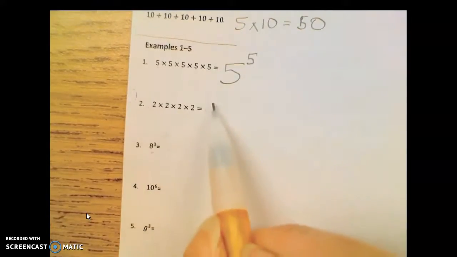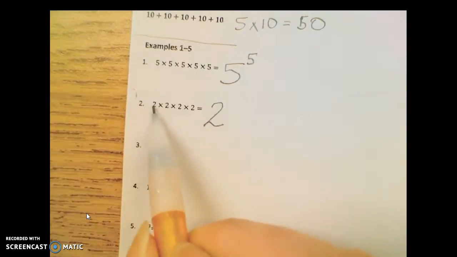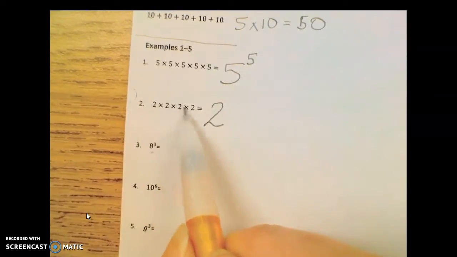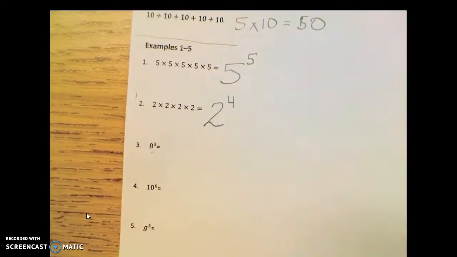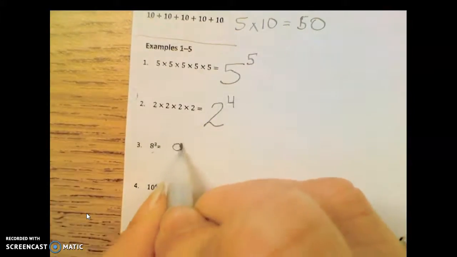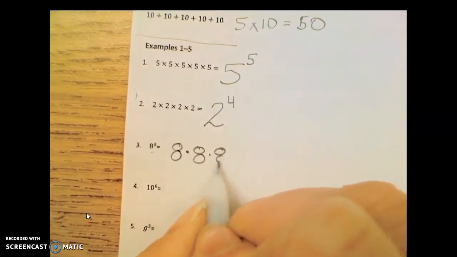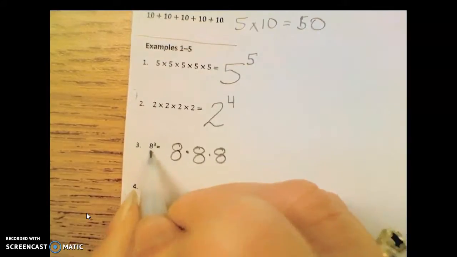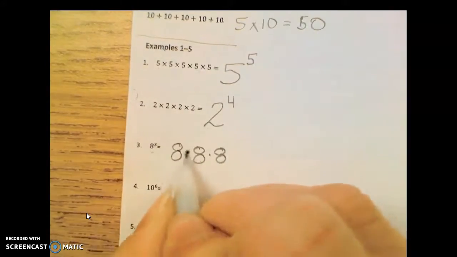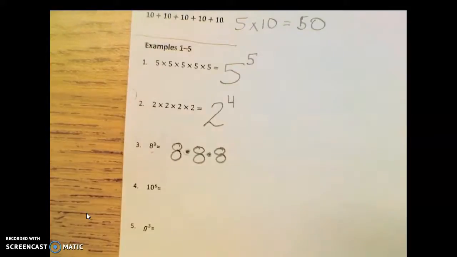2 is the main star on stage here, so they are our base number. They appear on stage 1, 2, 3, 4 times, so that would be 2 to the 4th power. 2 is the base, 4 is the exponent. When you see 8 to the 3rd power, that is a shortcut for repetitive multiplication, which means 8 times 8 times 8. This 3 directs how many times that 8 gets to go on stage. 10 to the 6th means 10 is the star.